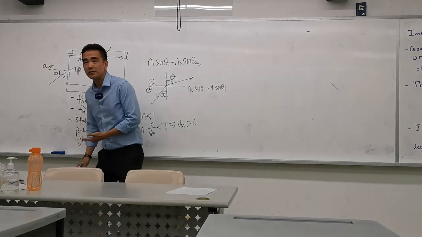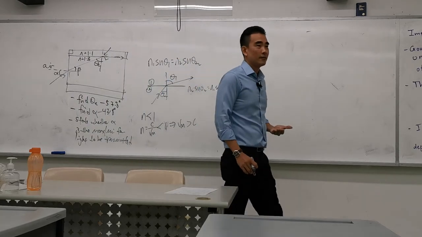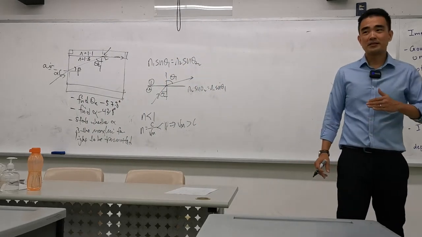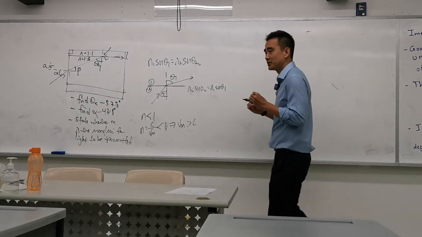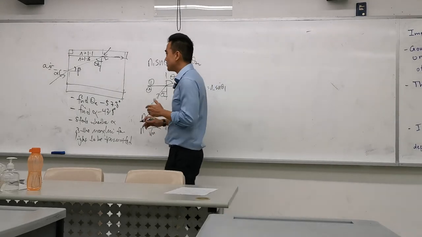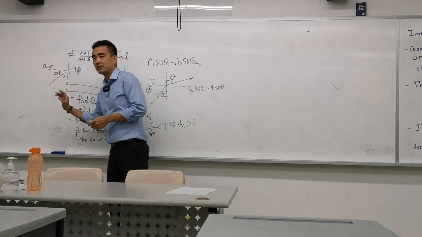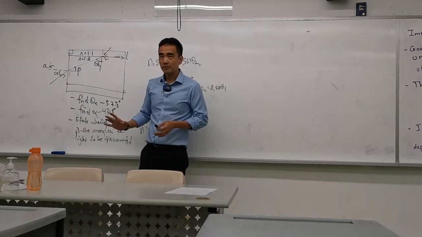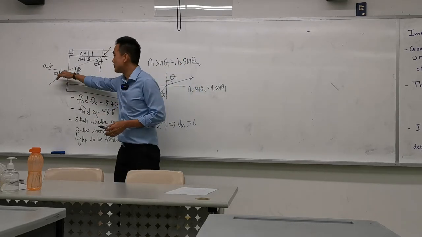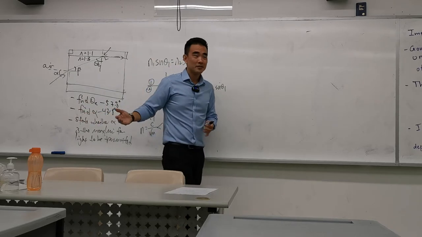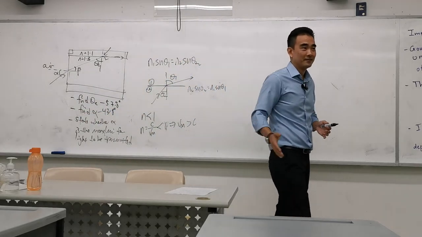Now, is this the maximum or the minimum angle? But what does it mean if it is the maximum angle or the minimum angle? If it is the maximum angle, it means that if you go beyond this, you cannot transmit light anymore. If it is the minimum angle, it means that you must go beyond this for light to be transmitted. So is it the maximum or the minimum?